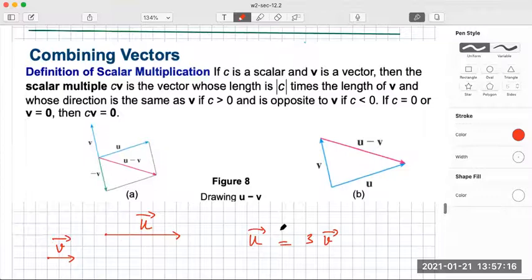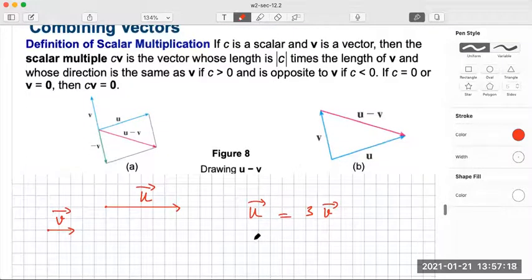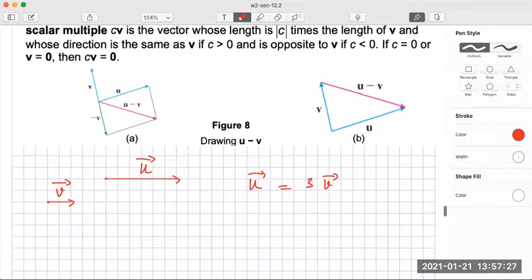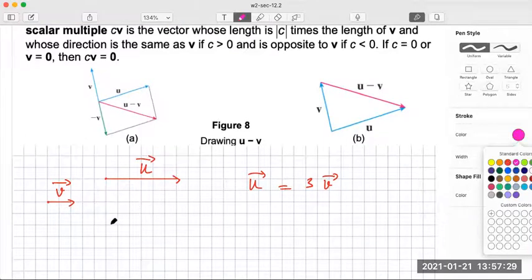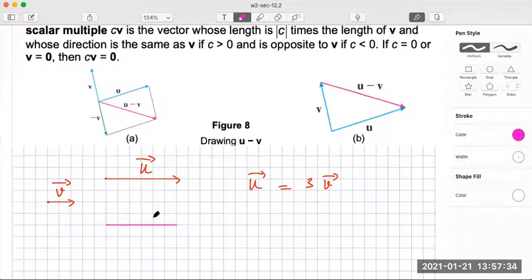If this number is a negative number, for example -3, then in length they have the same length, yes, but it points in the opposite direction. This is -3V.